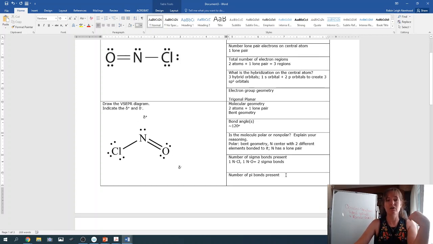Number of pi bonds. The only time that there is a pi bond present is when there is a double or triple bond in a structure. And there is a double bond right here. The first bond between 2 atoms is created using the hybrid orbital. The second bond is created using an unhybridized orbital. There is one nitrogen-oxygen double bond. And so that means that there's going to be one pi bond. And it's created using a p orbital from nitrogen. The only orbital that did not change for nitrogen was a p orbital.